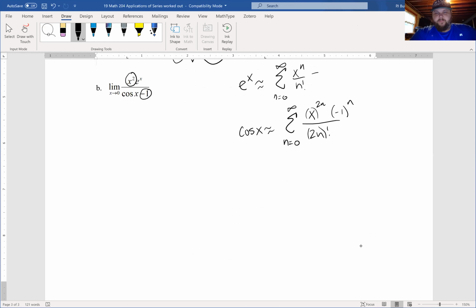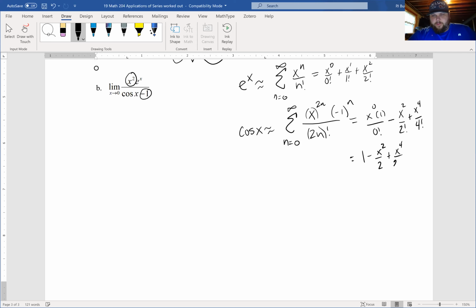So let's write out the first few terms. So this would be x to the 0 over 0 factorial. And I think 3 will be enough. Let's see. And we'll do the same thing here. Okay. So that's 1 minus x squared over 2 plus x to the 4th over 24. And this up here is 1 plus x squared over 2.